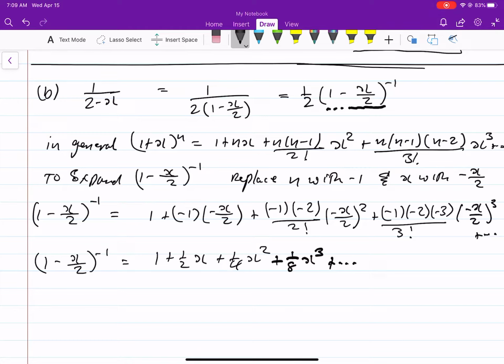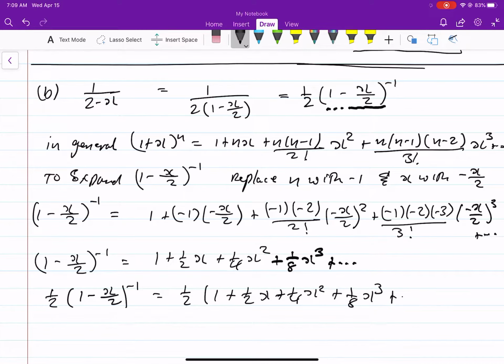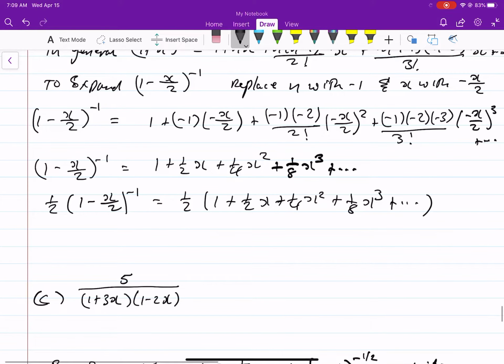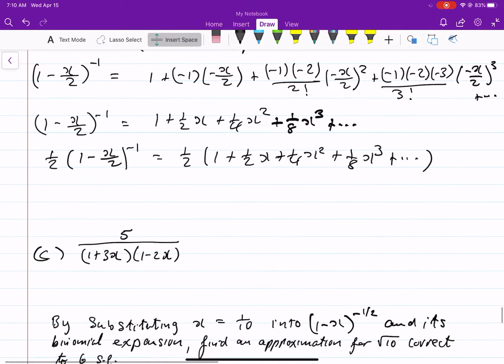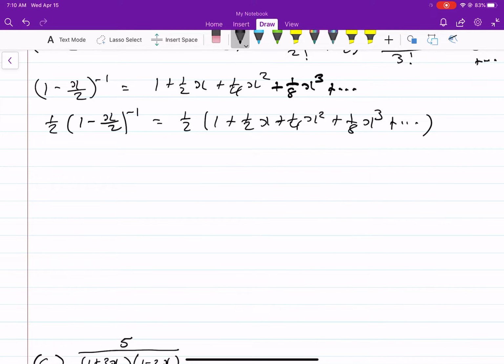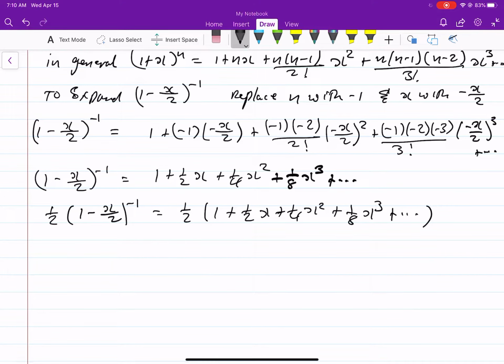But I'm not quite finished. Remember, I'm supposed to be expanding 1 upon 2 minus x, which was a half into this. So a half into 1 minus x upon 2 to the minus 1 is a half into the expansion: 1 plus a half x plus a quarter x squared plus 1/8 x cubed. There. I'll rewrite the left-hand side the way it was originally written, 1 upon 2 minus x. 1 upon 2 minus x is now therefore a half plus 1/4 x plus 1/8 x squared plus 1/16 x cubed.